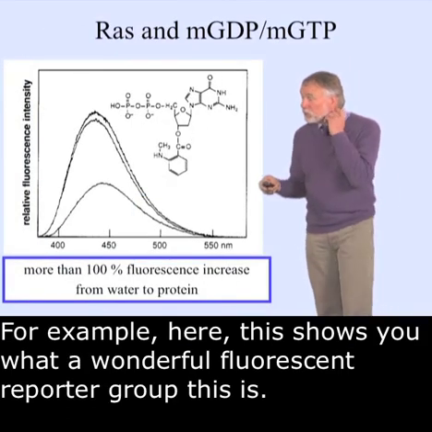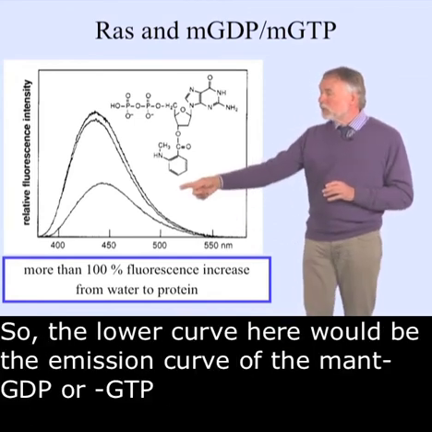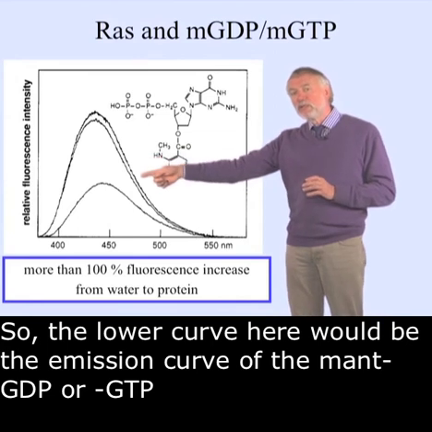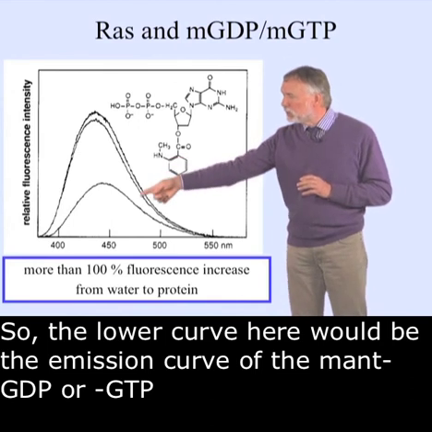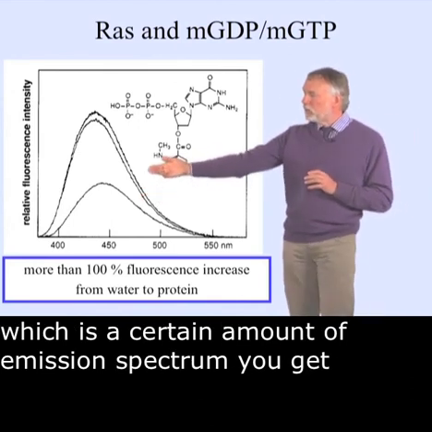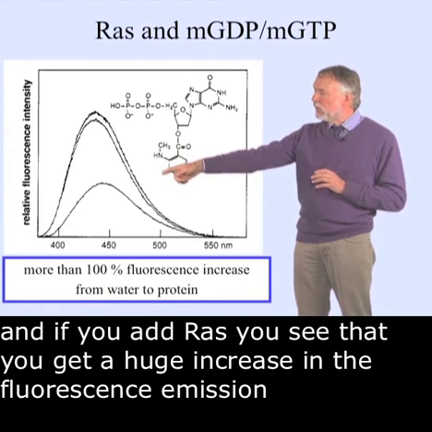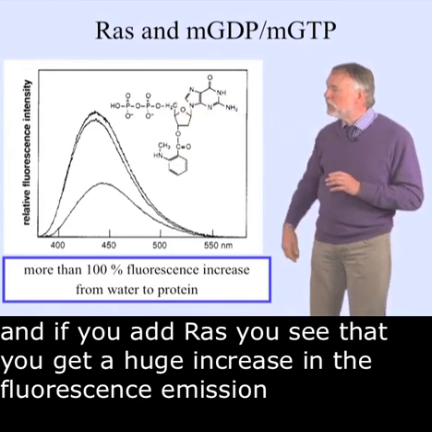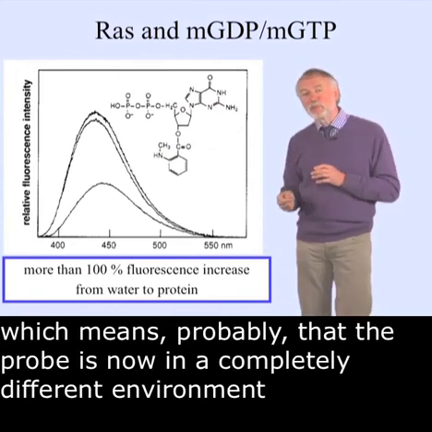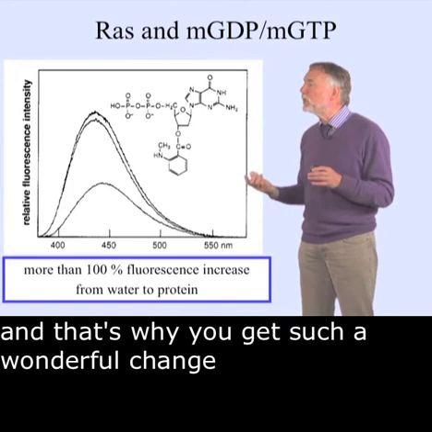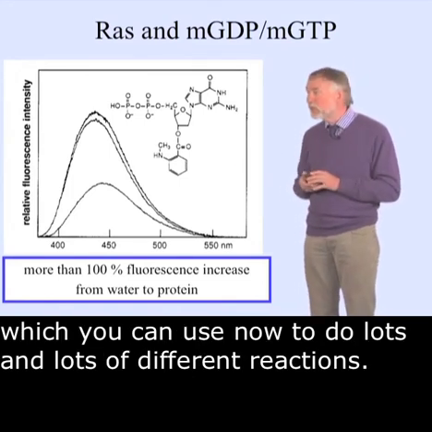For example, here, that shows you what a wonderful fluorescent reporter group this is. The lower curve here would be the emission curve of the mant-GDP or GTP, which is a certain amount of emission spectrum you get. And if you now add RAS, you see that you get a huge increase in the fluorescence emission, which means the probe has now a completely different environment, and that's why you get such a wonderful change, which you can use to do lots and lots of different reactions.